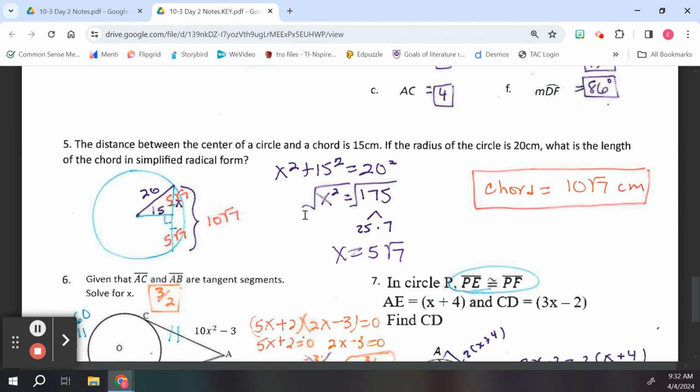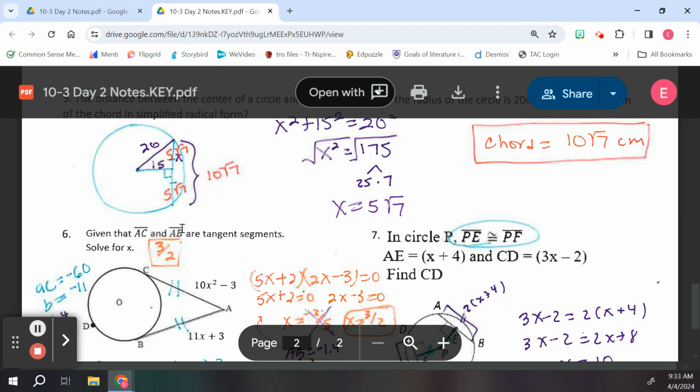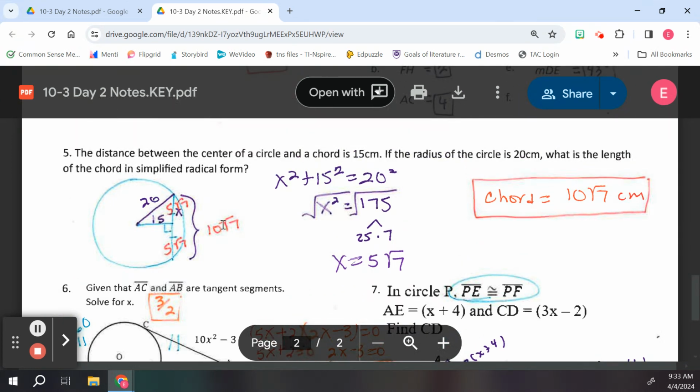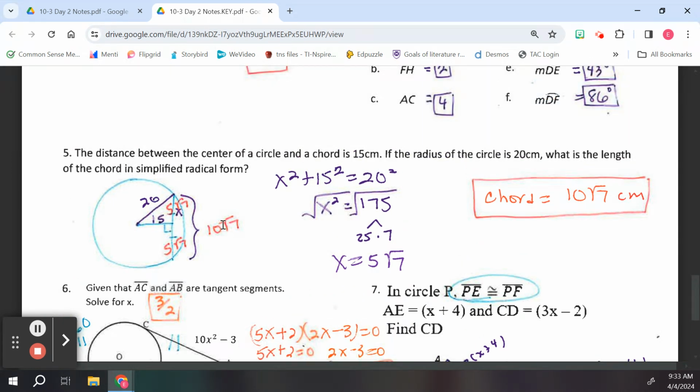All right. Part 5. So you're given that the radius is 20, and that the chord, which is at a distance from the center of the circle, is 15 centimeters. So you needed to find what the whole chord was equal to. After using the Pythagorean theorem, you should have gotten 5 or 7 right here. And then you just double it.